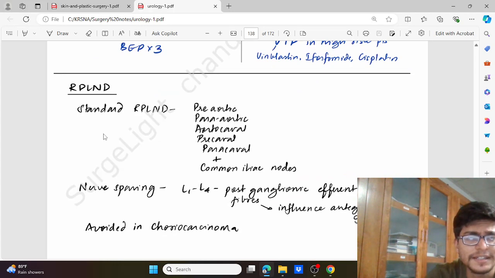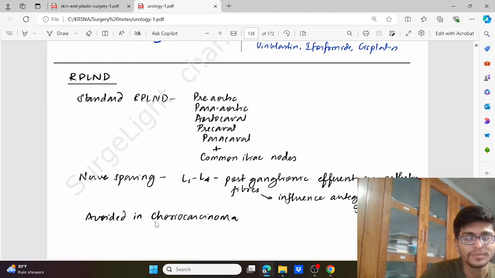Then RPLND, that is retroperitoneal lymph node dissection, that is standard retroperitoneal lymph node dissection. We dissect all the lymph nodes seen, that is pre-aortic, para-aortic, aortocaval, pre-caval, paracaval, and along with that we also go for common iliac nodes. In nerve sparing, we preserve L1 to L4 post-ganglionic efferent sympathetic fibers, to prevent retrograde ejaculation and to preserve antegrade ejaculation. It is avoided in choriocarcinoma.